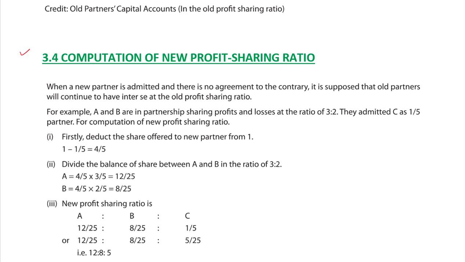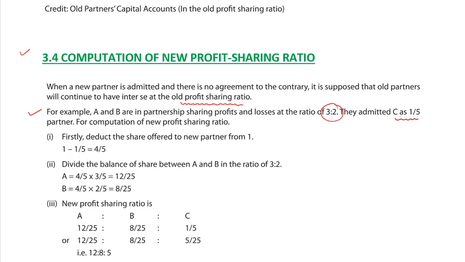Computation of new profit sharing ratio. When a new partner is admitted and there is no agreement to the contrary, it is supposed that the old partners will continue to have interest at the old profit sharing ratio. For example, A and B are in partnership sharing profits and losses in the ratio of 3:2. C, a new partner, is admitted for 1/5 share.